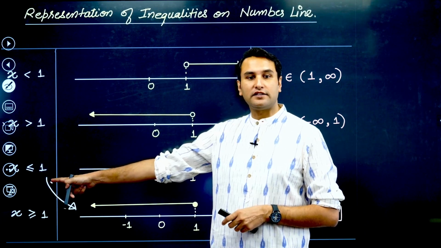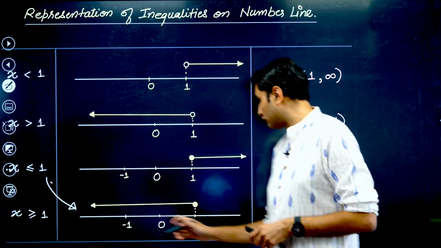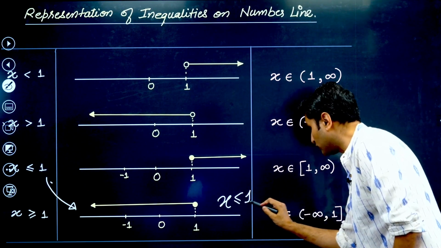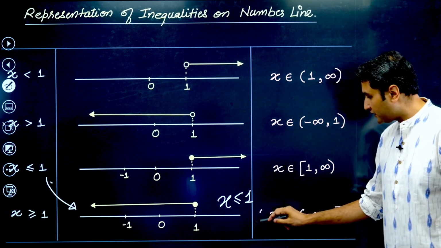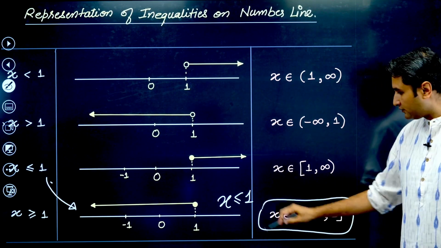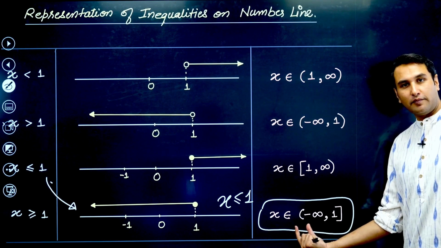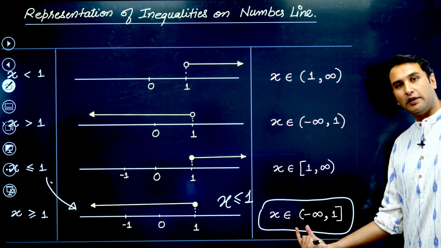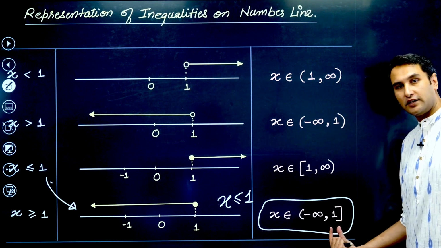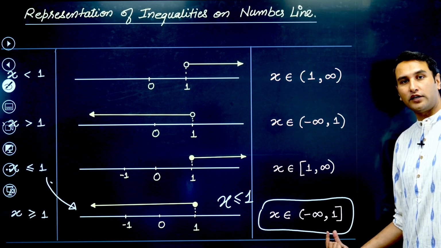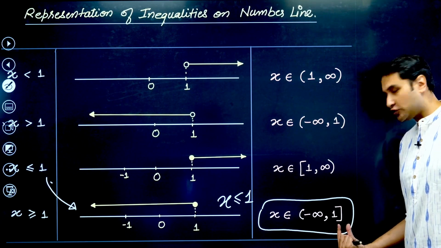X less than or equal to 1. What does this represent? X less than or equal to 1. How do you represent that in interval notation? You started from extreme negativity, but you kept on building till you entered the IIT, including IIT, that is less than or equal to 1. Which bracket is this?